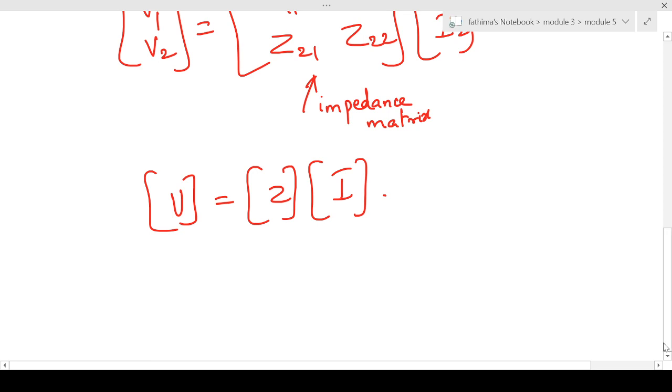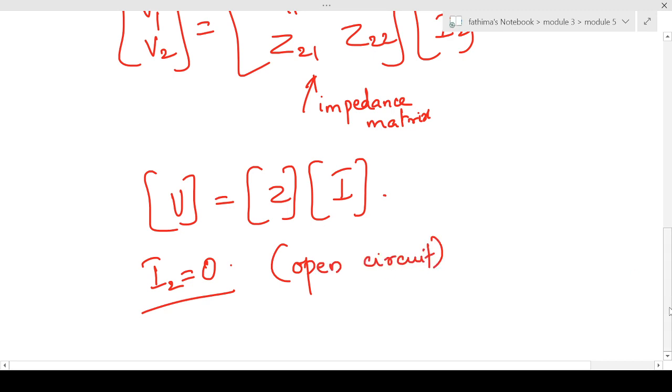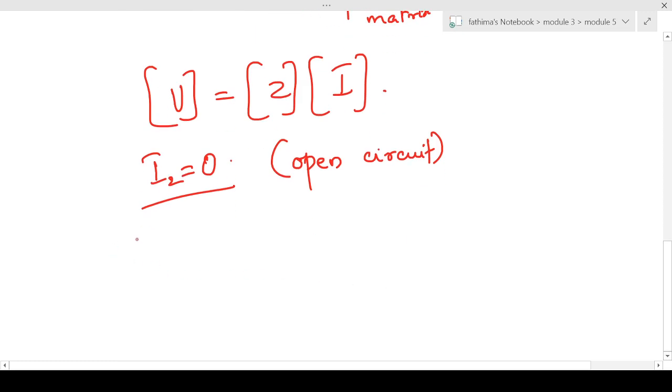So for finding the Z parameters, we will set one of the ports open circuit. We'll open circuit one of the ports. So if we want to find Z11 and Z21, we will open circuit the output port. That is, we'll set the current at the output port, which is I2, equal to 0. So for finding these Z parameters, we are setting the current I2 equal to 0. That is, we are open circuiting the output port.